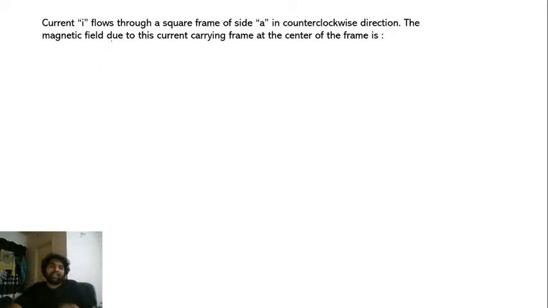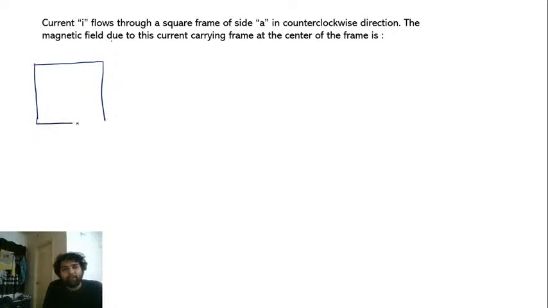All right. So next one thing, current I flows through a square frame of side A in counterclockwise direction. What is the magnetic field at the center? So this current carries the same. तो इसको एकदम ऐसे करके ड्रॉ कर देता हूँ. Frame having side A, right? At the center, each side is A and A and A. So what is the angle subtended by each side? By square we know the logic, right? That the angle subtended by each side across the other side will be 90 degrees.